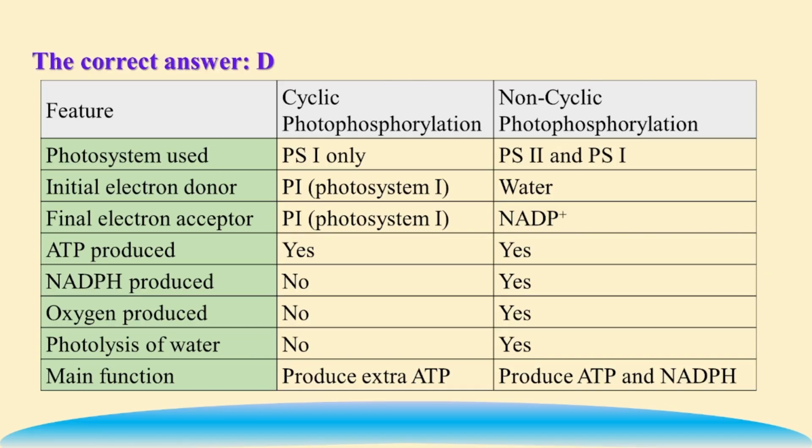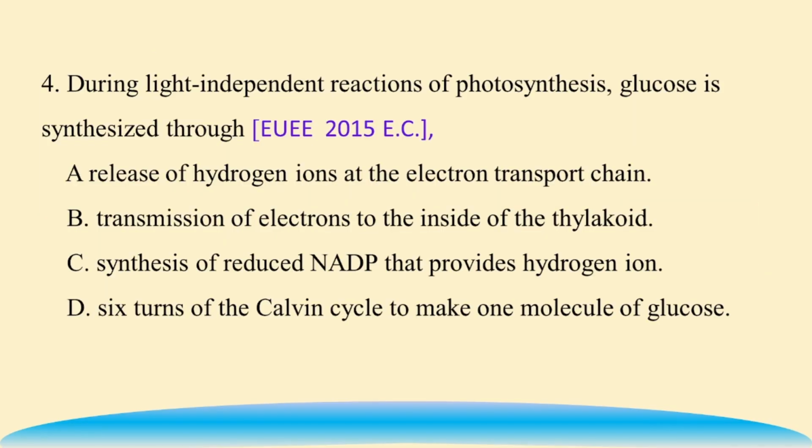Question number 4. During light-independent reactions of photosynthesis, glucose is synthesized through A. Release of hydrogen ions at the electron transport chain. B. Transmission of electrons to the inside of the thylakoid. C. Synthesis of reduced NADP that provides hydrogen ions. D. 6 turns of the Calvin cycle to make one molecule of glucose.